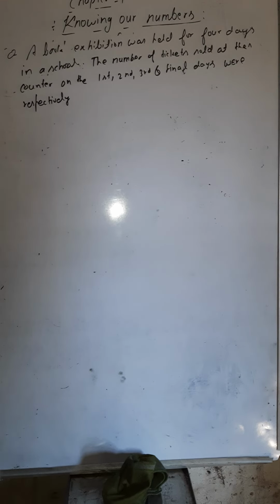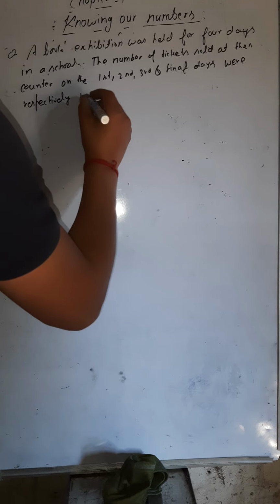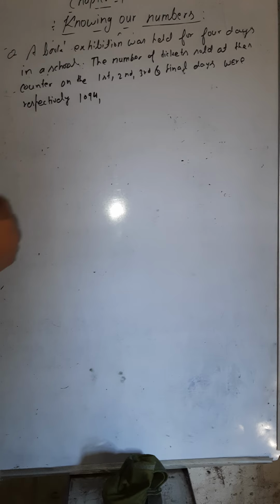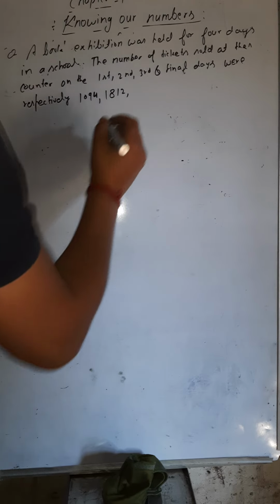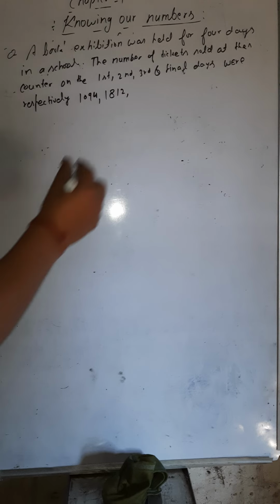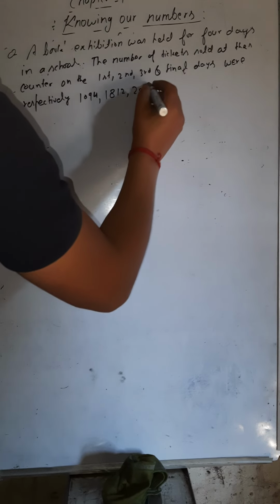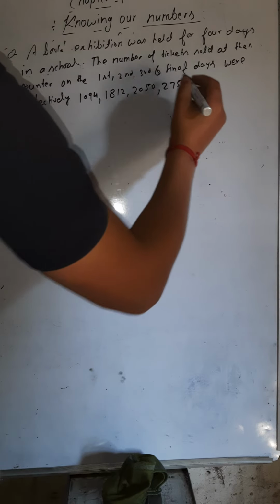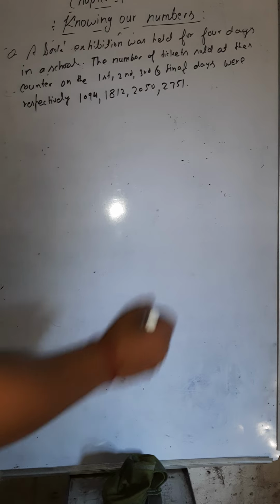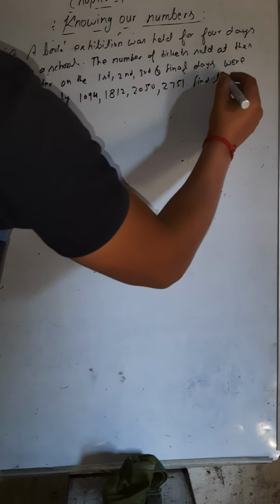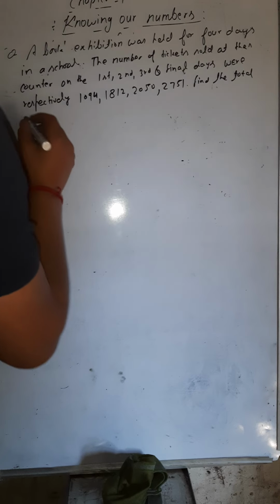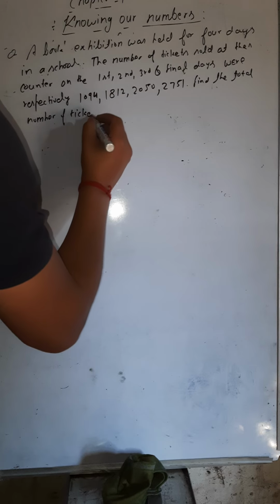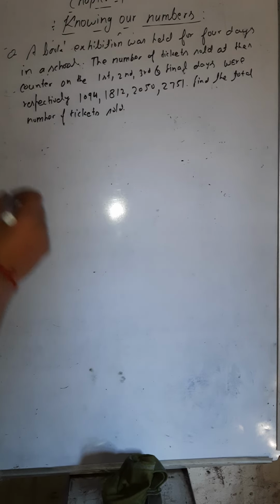how much? 1094. This much tickets were sold on the first day. Second, 1812. This much tickets were sold on the second day. Then on the third day, 2050. Then on the final day, it was 2751. Find the total number of tickets sold. So you must be knowing now. Find the total number of tickets sold. So how will you write it?